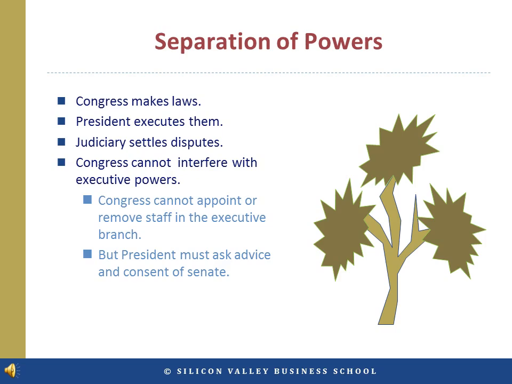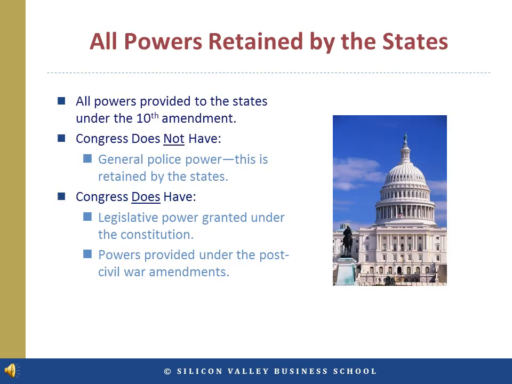So although the Senate must be consulted by the President, Congress cannot appoint or remove staff to work under the President in the executive branch. The 10th Amendment provides that the federal government only has powers specifically assigned by the Constitution and its amendments. All other powers are reserved by the states.